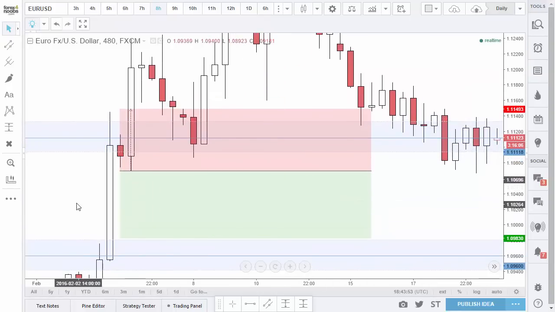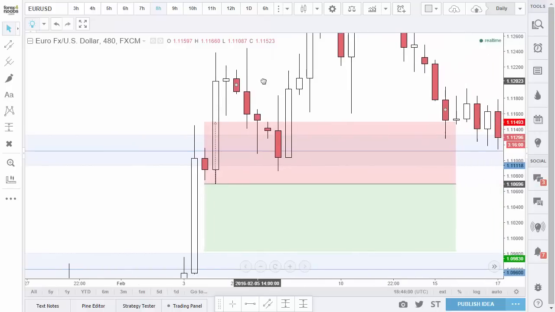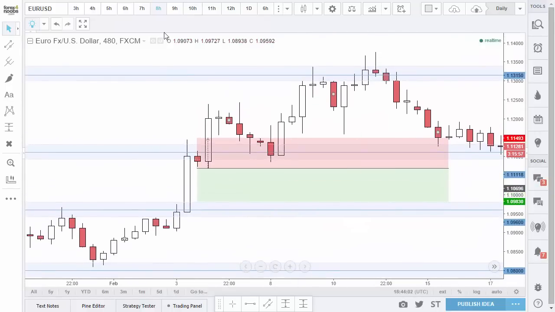I'm not sure if this trade would have been triggered had someone actually planned to enter it, because it's a little bit below. It looks like it might have just been triggered and then stopped out, but it wasn't a trade that was worth entering. It was too risky. It wasn't worth the risk, and yeah, it ended up being a failed trade.